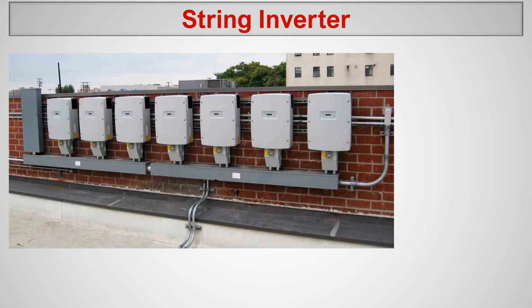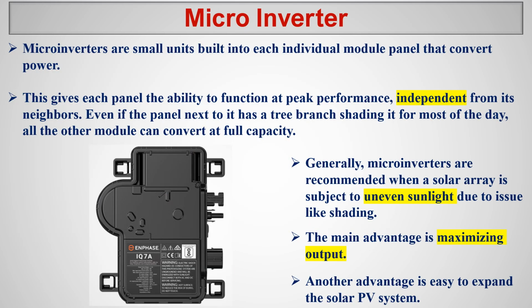When we go for 1 megawatt, the largest system, we need to have many strings. The next type is the microinverter. Microinverters are small units built into the individual module. For each module we have a separate inverter, that is a microinverter, independent from its neighbors.